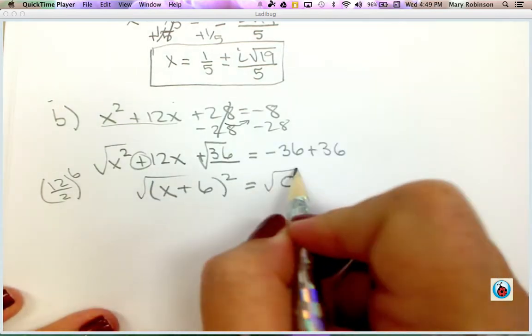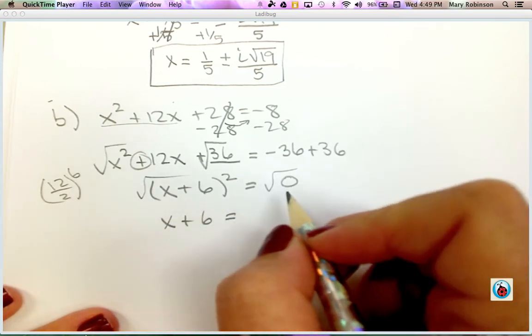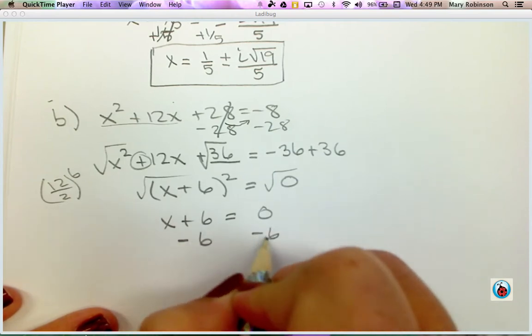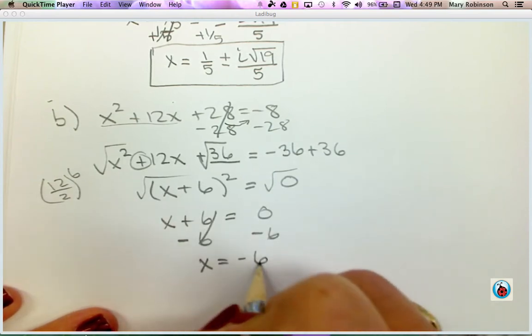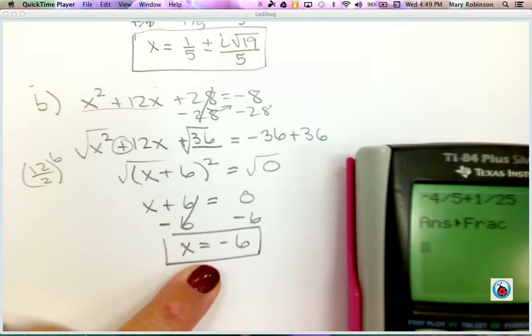So if I take the square root of both sides, you're going to find that x plus 6 is just equal to, well, the square root of 0 is 0. So my last step would simply be to subtract 6. So my x value is negative 6. In this case, we only get one x value.